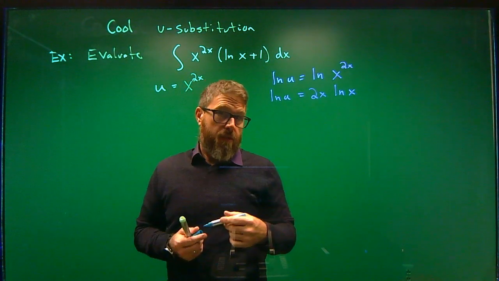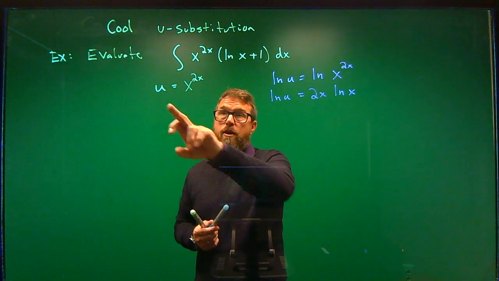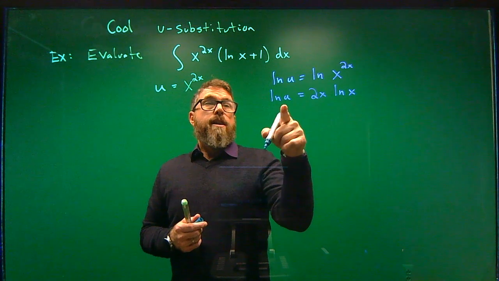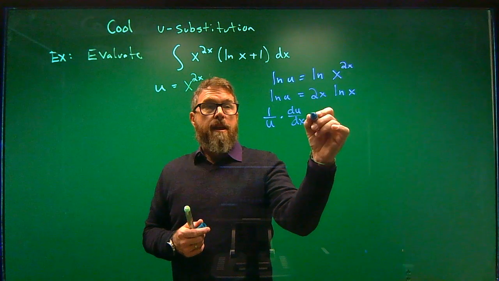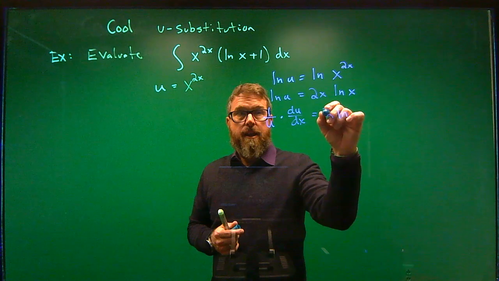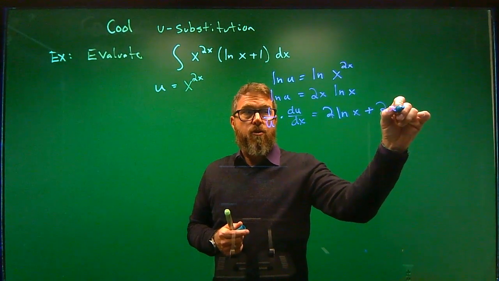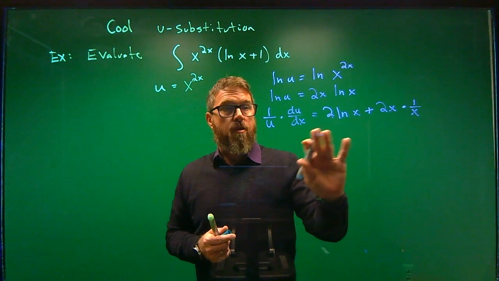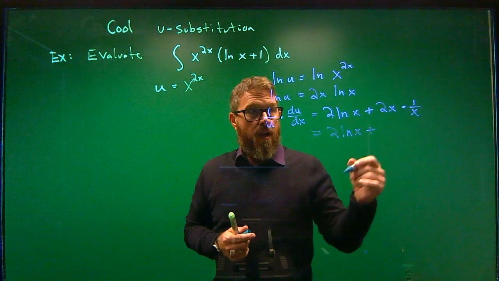This is now an implicit equation, so I have to take the derivative of this side and the derivative of this side. But when I take the derivative of a function of u, we know that u is actually a function of x, so I have to follow it by du dx. The derivative of the natural log of u is going to be 1 over u, using the chain rule, times du dx. Now over here I have a product, so I'm going to have to use the product rule: the derivative of the first times the second, plus the first times the derivative of the second. Simplifying this as much as I can, this is going to be equal to 2 natural log of x plus just 2.